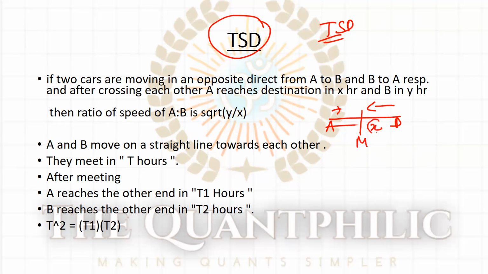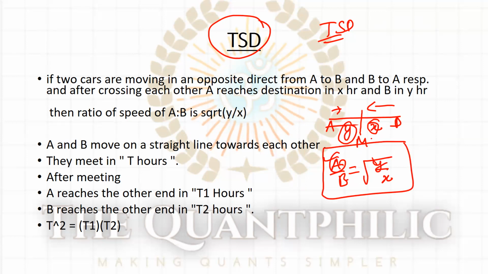A reaches its destination in X hours and B reaches in Y hours. So the ratio of their speeds A is to B will be, since speed is inversely proportional to time, the time will be in the denominator. A's time is X. A takes X to reach B from M, so his time will be in the denominator. Similarly for B to M. So this will be the ratio. I will tell you with the question as well.